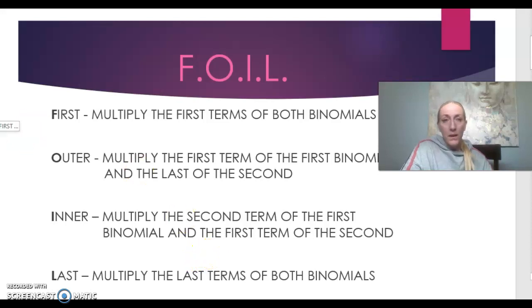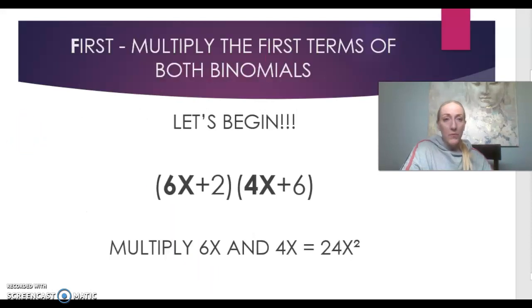So slide 1 is going to represent the F in first. We're going to multiply the first terms of both binomials. So let's begin. We have 6x plus 2, which is your first binomial in the first set of parentheses, and the second set of parentheses, 4x plus 6. To use the F for first in FOIL, you're going to multiply the 6x and the 4x, which are the first two that are in bold.